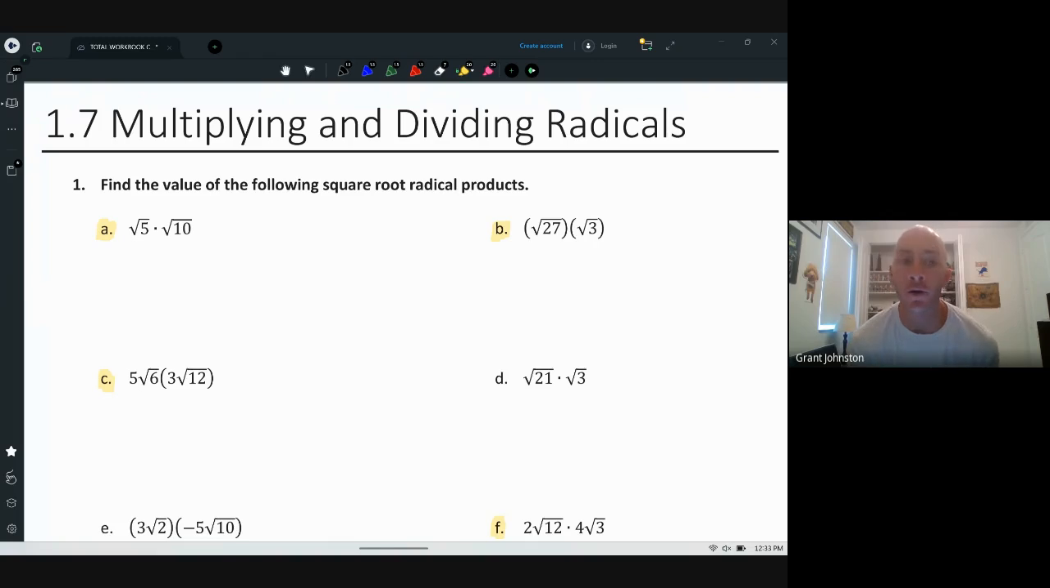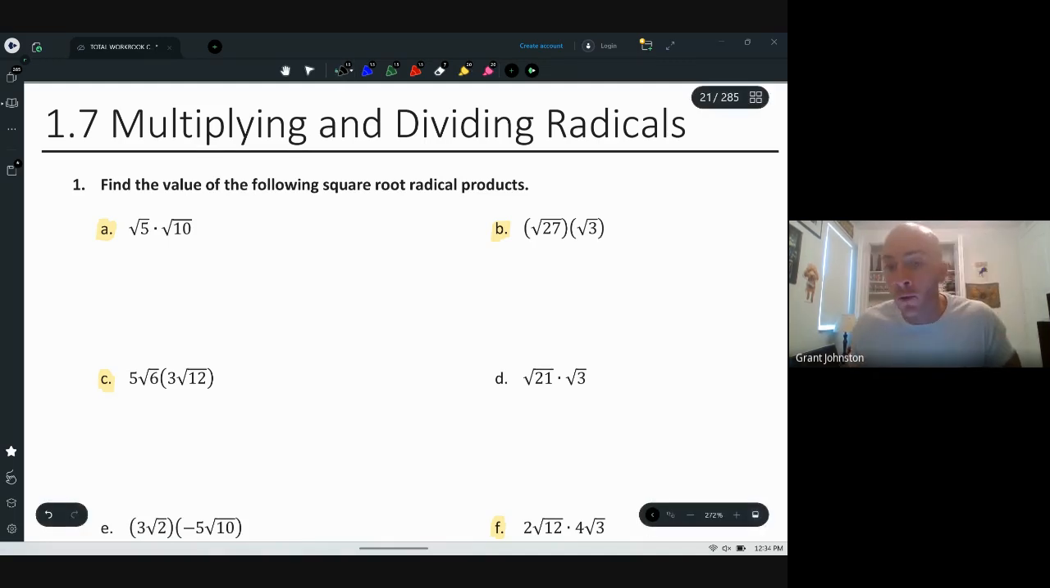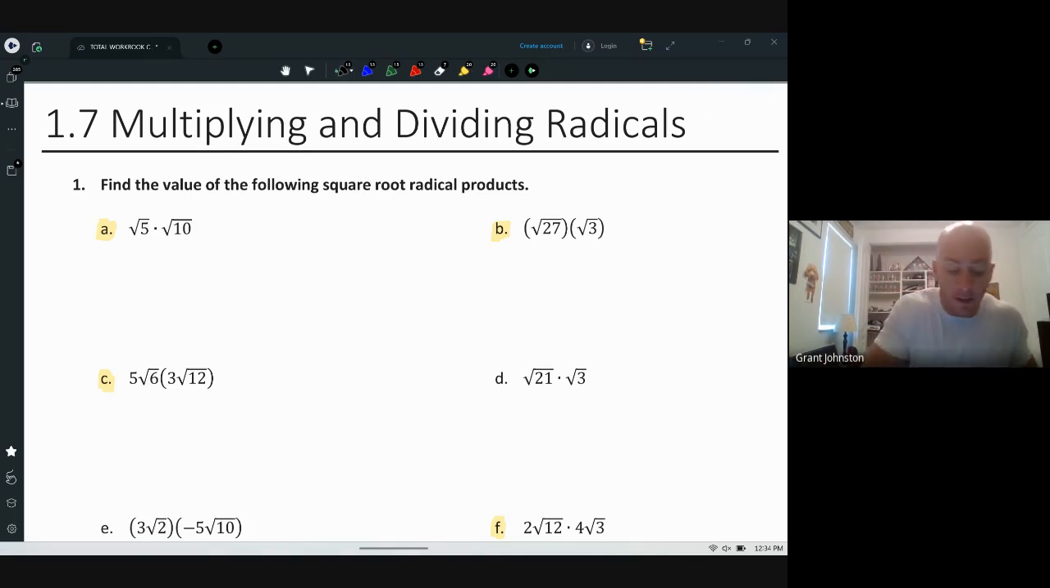Multiplying and dividing radicals. Number one says, find the value of the following square root radical product. We're going to start with multiplication. Products, remember, means multiplication. When multiplying radicals, you can just multiply what's underneath the radical, those radicands, and then from there we'll have to simplify. So we've got the square root of 5 times the square root of 10. That's going to be square root 50.